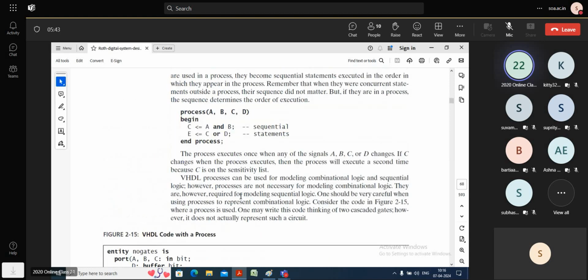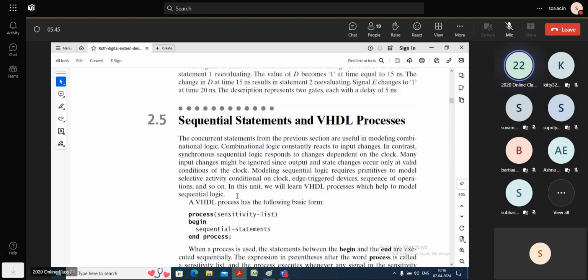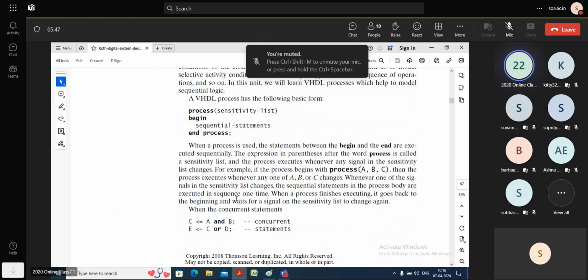I hope this is clear, or is there any doubt here? Sequential statements.